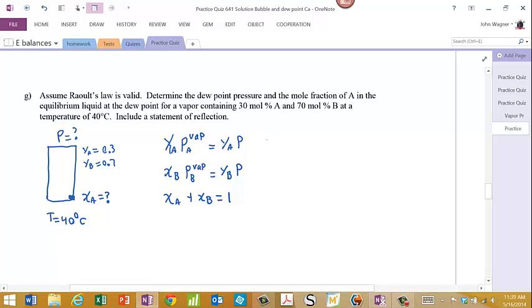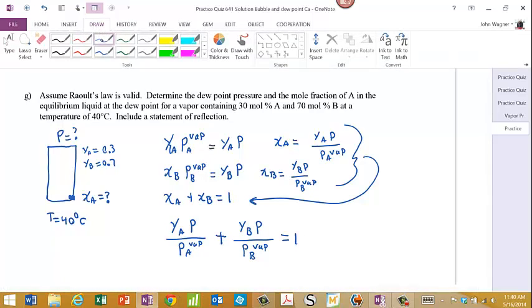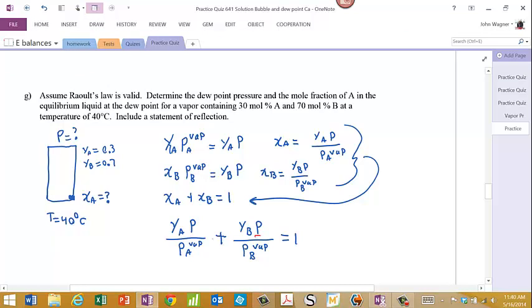We'll solve for both XA and XB in these equations, and substitute them into the statement of the mole fractions equaling 1. This is very nice because we only have one unknown. We've eliminated the XA and XB unknowns. We only have one unknown in this equation, and that is P. So it's just a matter of solving for P.